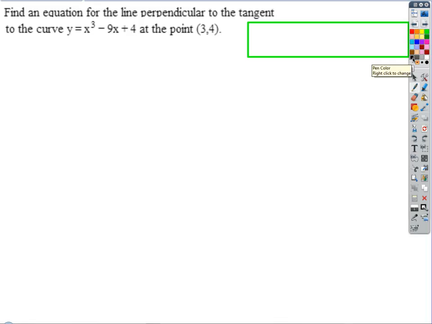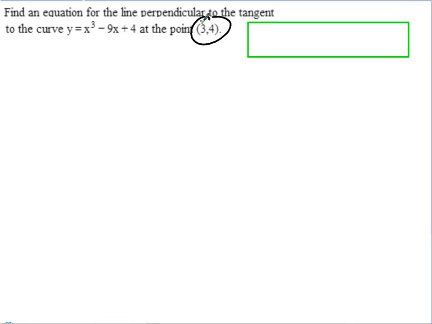So we want an equation for a line perpendicular to the tangent. I want an equation for a line, so what are the ingredients? What do I need to write the equation of a line? Slope and a point. Good. Got a point. That's a freebie. Just need a slope. How am I going to find the slope? Derivative. Okay, so y prime equals what? 3x squared minus 9. Okay.